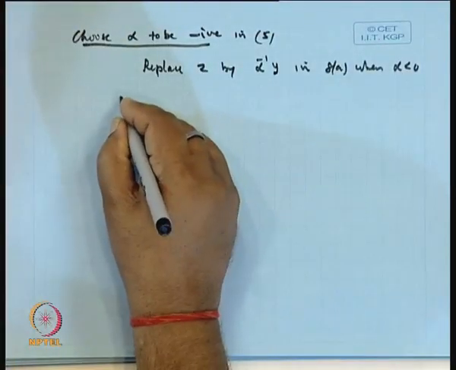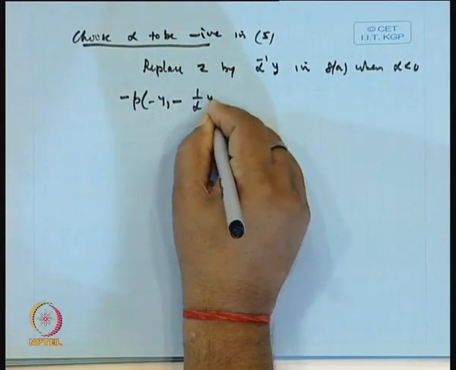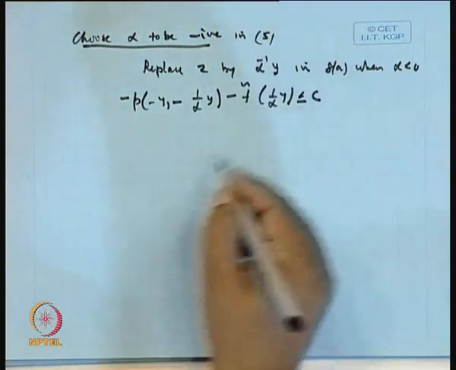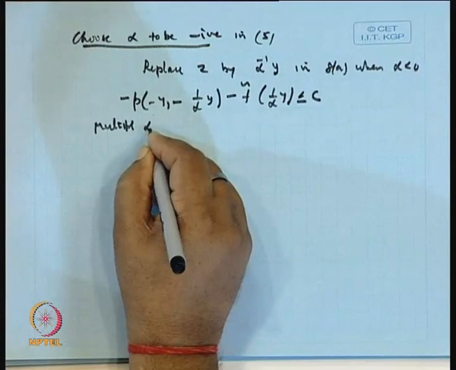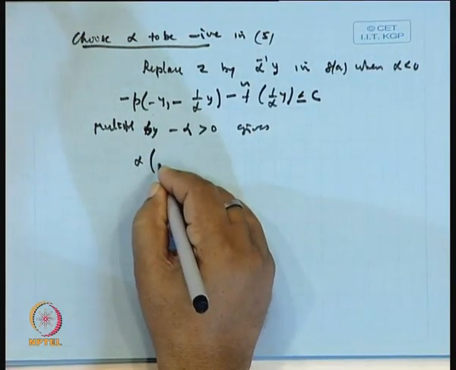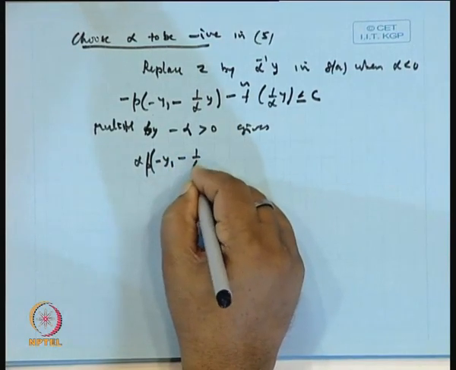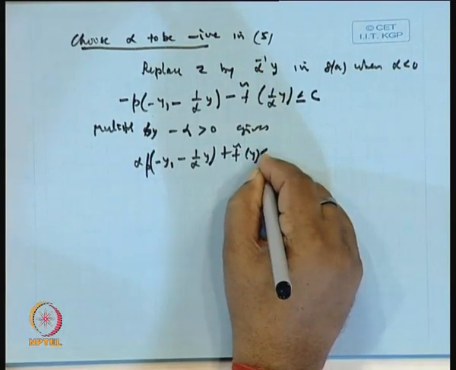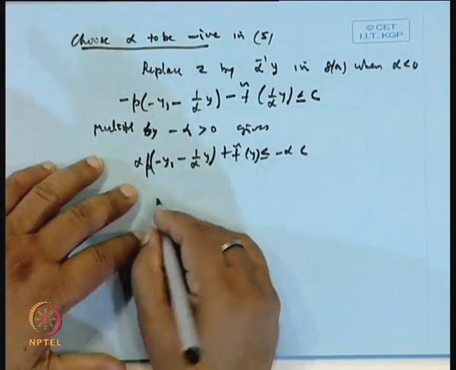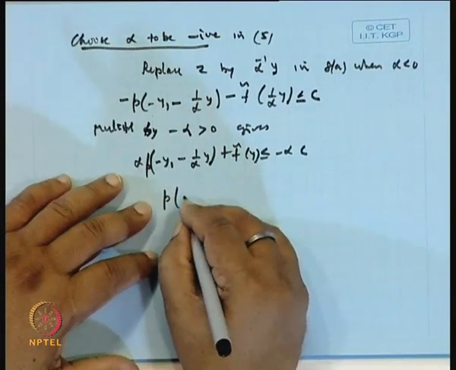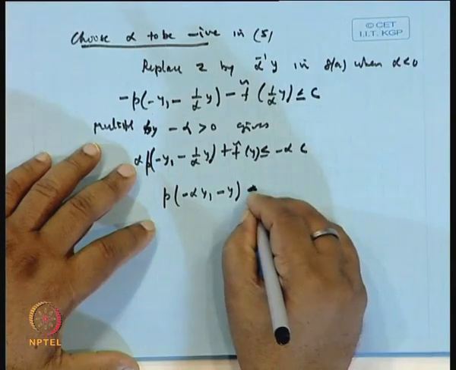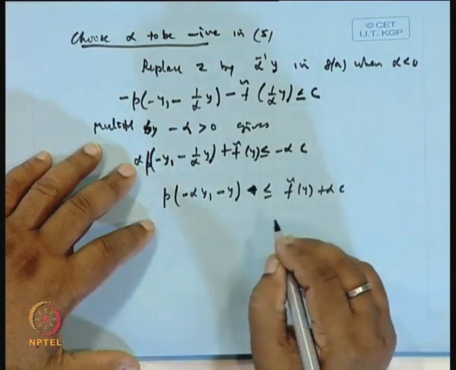So what we get is minus p of minus y 1 minus 1 by alpha y, minus f delta of 1 by alpha y, is less than or equal to c. Now multiply by minus alpha, which is positive. This gives alpha times p of minus y 1 minus 1 by alpha y plus f delta y is less than or equal to minus alpha c. This cancels, so p of minus alpha y 1 minus y is less than or equal to f delta y plus alpha c, and this will be equal to x.